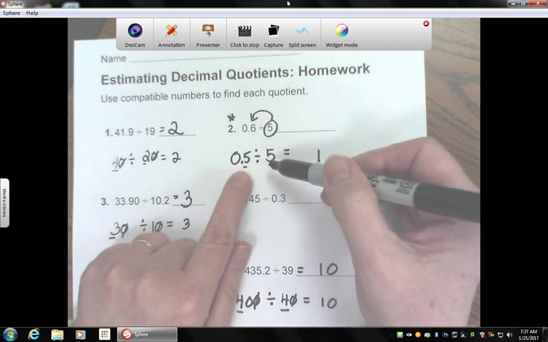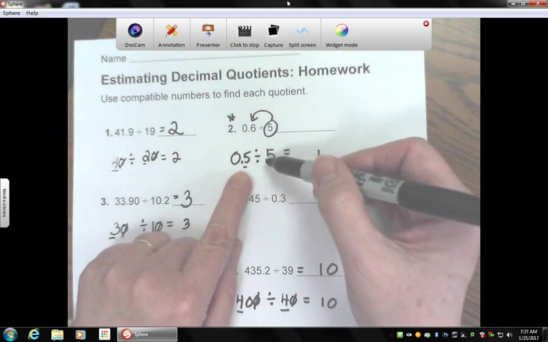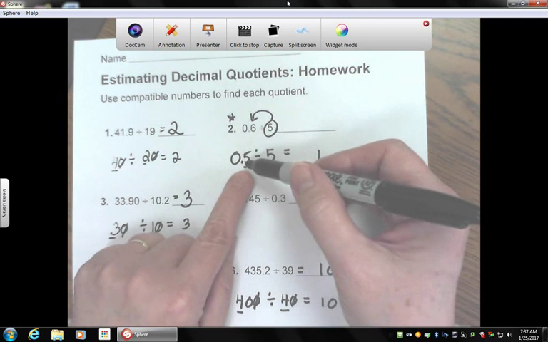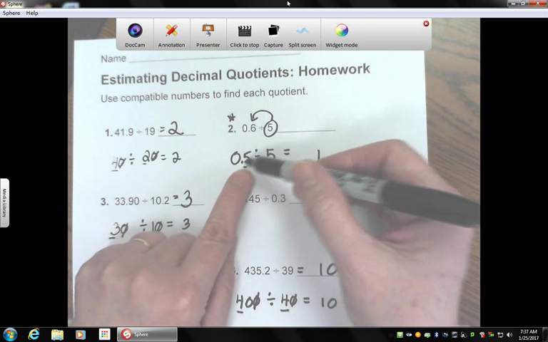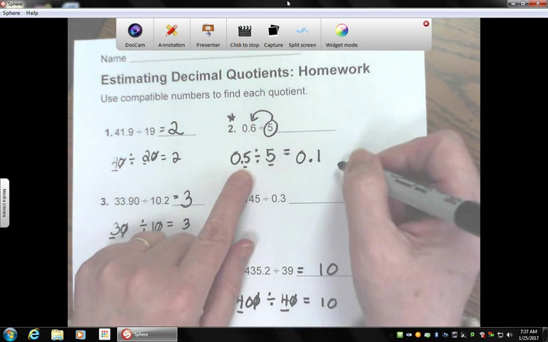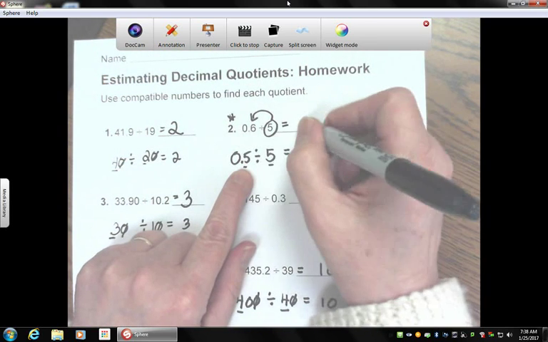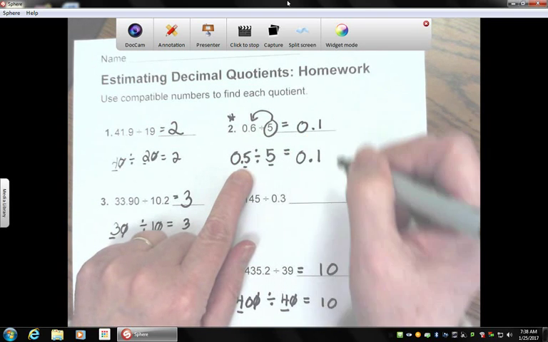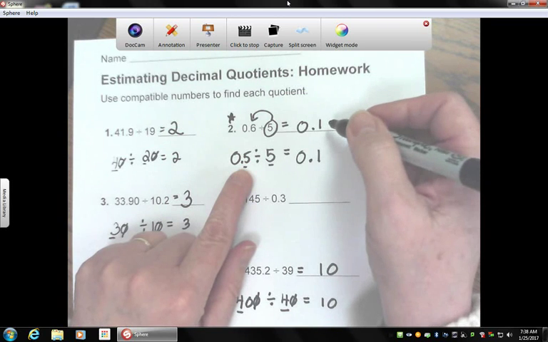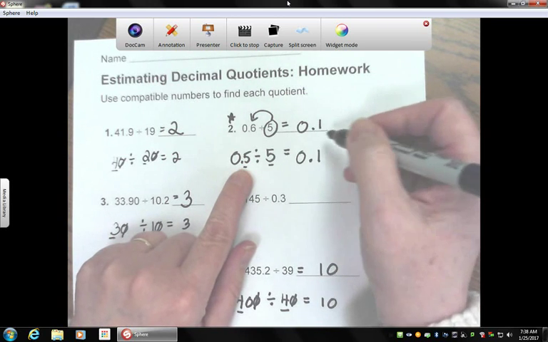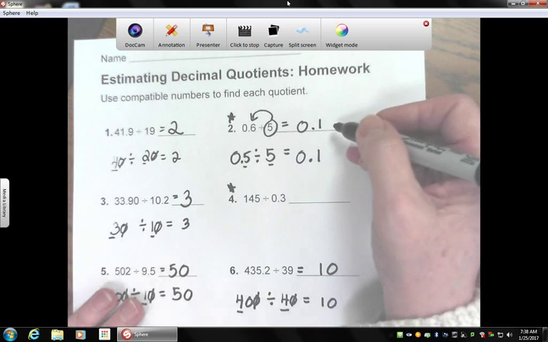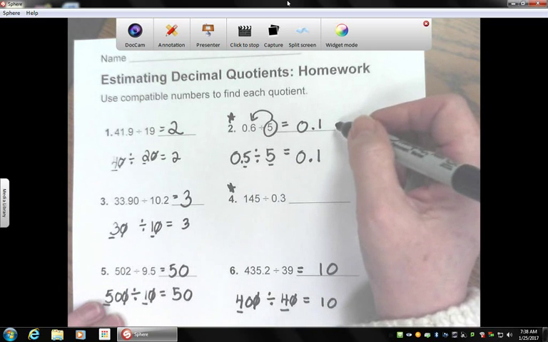So if I'm thinking about how many pieces are going to be in 5 groups, if I'm starting with 5/10, let's think about this as money. If I have 5 dimes and I'm dividing them up into 5 groups, I would end up with 1 dime in each group. So a good estimate for this would be 1/10. Now, we are going to be doing more work as we're moving forward in this topic with dividing decimals. So this is a more challenging way of thinking about the estimating compared to the other answers, and this is one we will definitely talk more about in class.